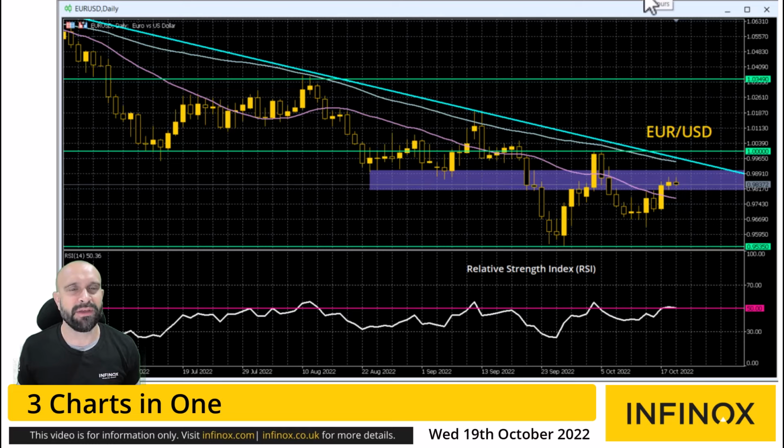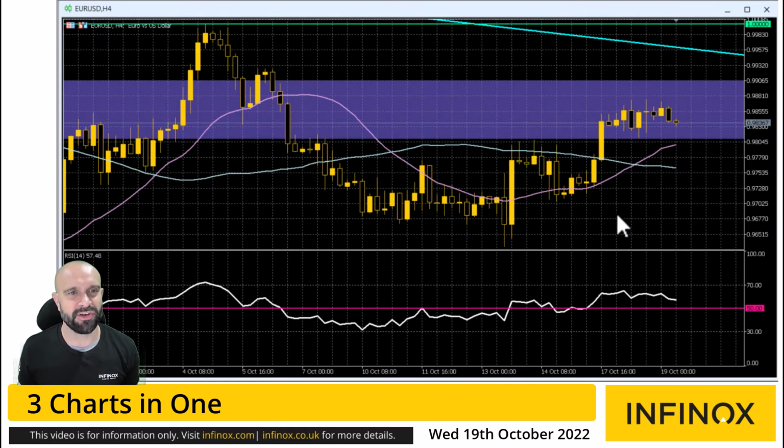Back under the 98 big figure, as I said, on this 4-hour chart, you start to lose that support, and that starts to turn the market lower again. Back underneath 50 on the RSI on the 4-hour chart as well would be signs of turning lower once more.